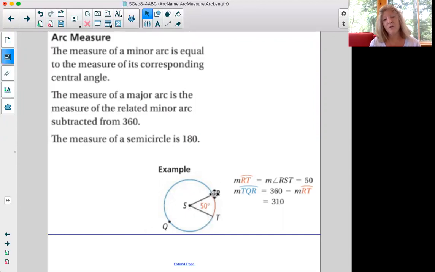If you want to know what the blue arc is, you can take 360 degrees and subtract out the measurement of the minor arc. So to get the measurement of the major arc, 360 minus the minor arc. To get the measurement of the minor arc, it's exactly equal to the central angle. And the measurement of a semicircle is always 180 degrees.